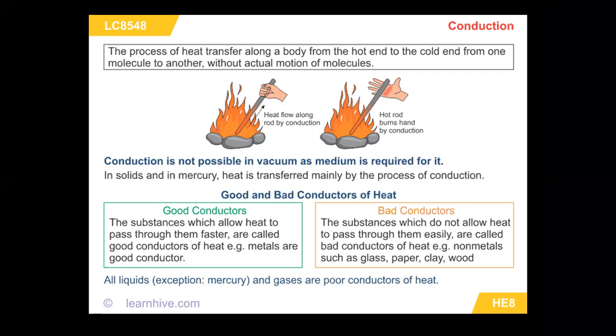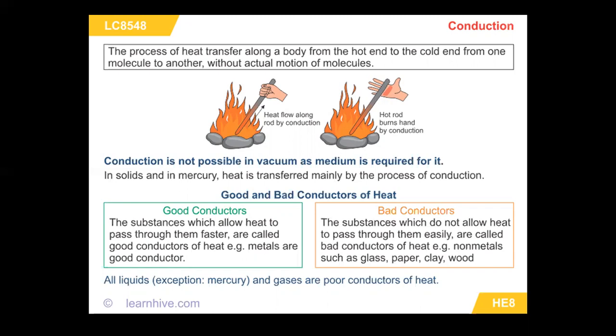Now, conduction is not possible in a vacuum, as a medium is not required for it. So in a vacuum, we don't have a medium. That's why we don't have conduction. We need a medium to transfer heat through conduction. That's why in a vacuum, there is no conduction.